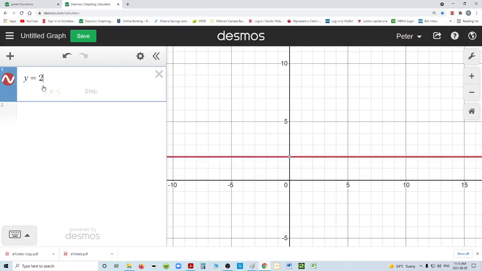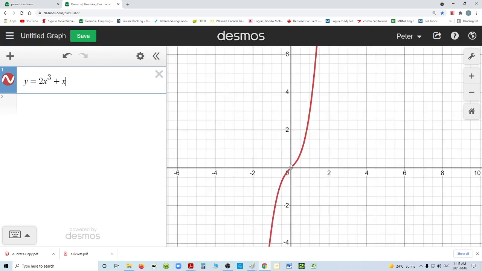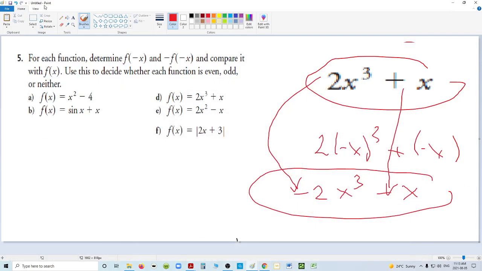I'll just use the main one, 2x cubed plus x. And sure enough, you can see that it's reflected perfectly through the origin. Not so for this one.